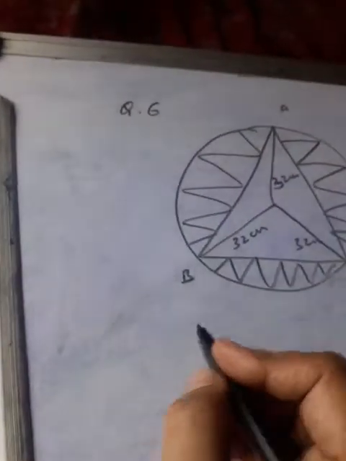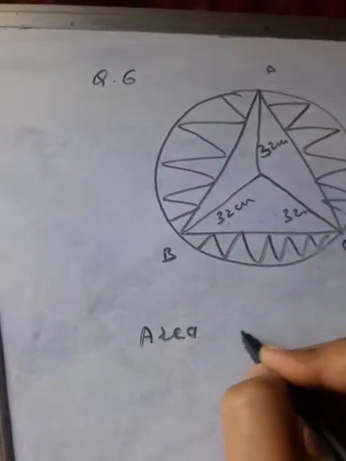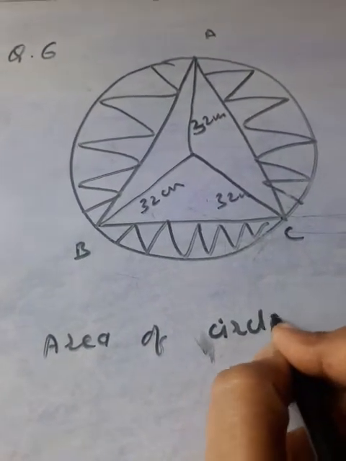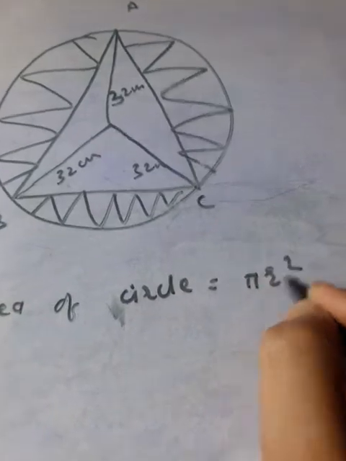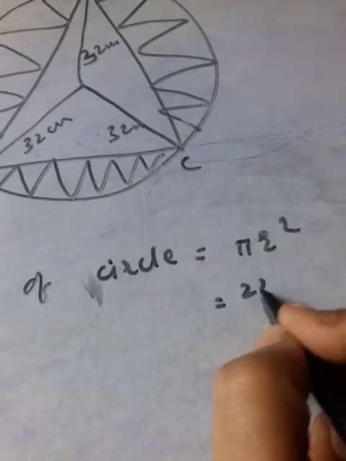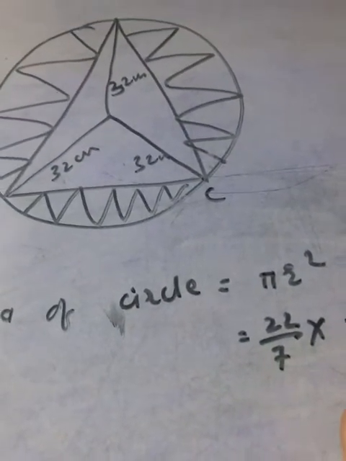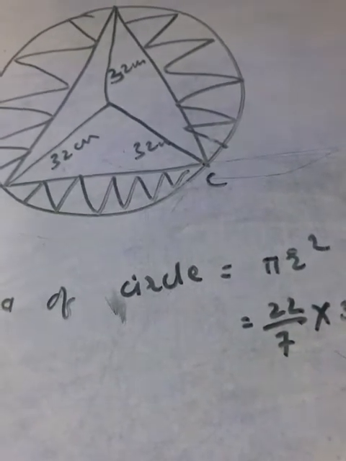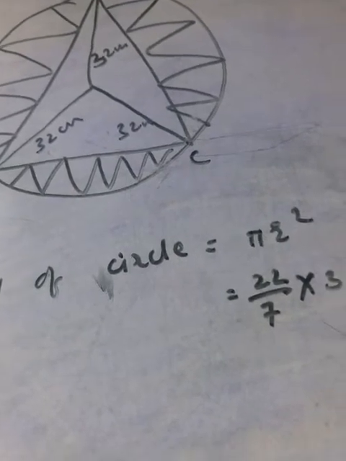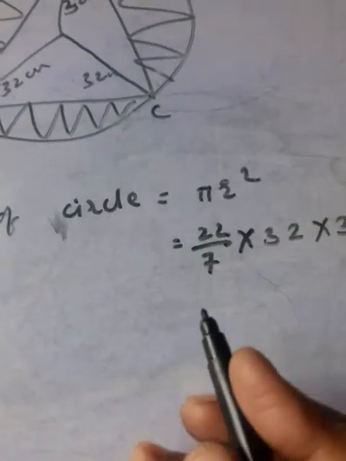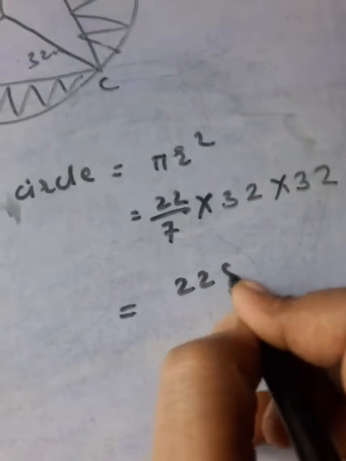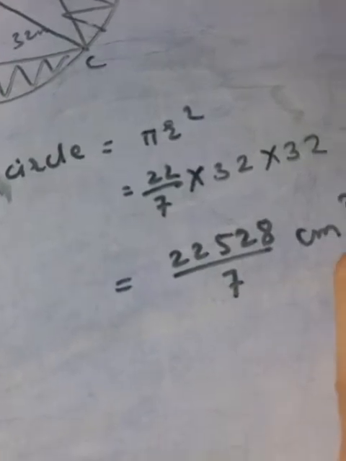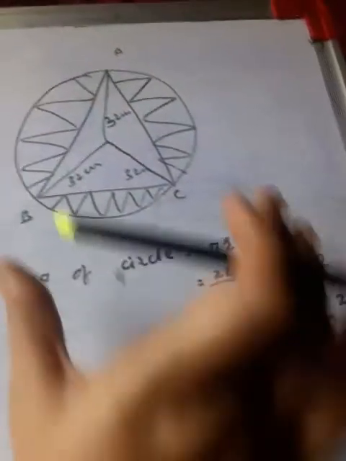So firstly find the area of the circle, because the radius is already given. Area of circle is pi r squared. So we get 22/7, and the radius is 32 into 32. So the area of the circle is 22528 by 7 centimeter squared. This is the area of this circle.